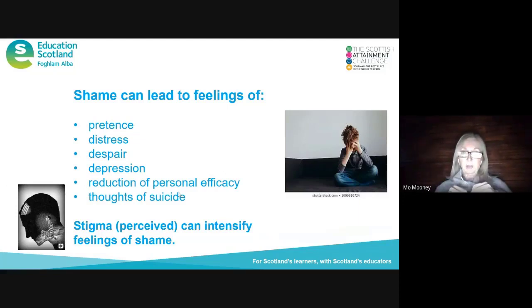So stigma, or a perceived stigma, can be more acute in rural communities as well. So if you're in a wee village school, rural communities are more intimate, so poverty can actually feel more exposed. Next slide, please.